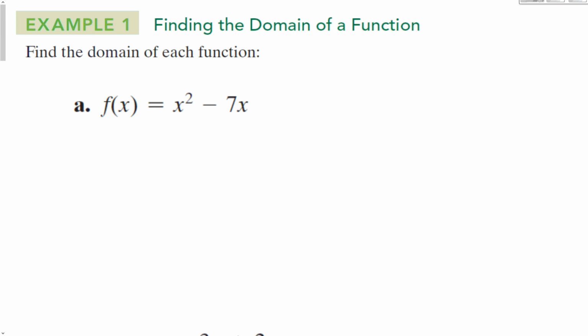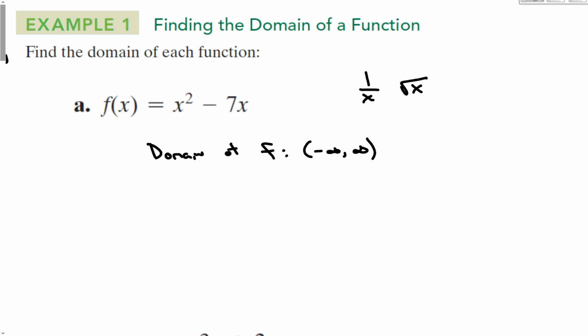So let's find the domain of each function. In part A, the domain of this function is all real numbers except for anywhere that makes the function undefined. Well, there are no variables in the denominator, and there are no square roots of any variables. So the domain of f is from negative infinity to positive infinity, all real numbers.